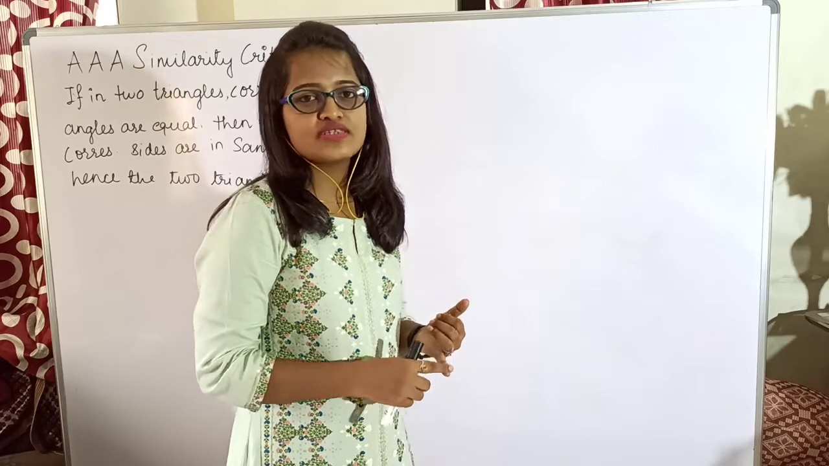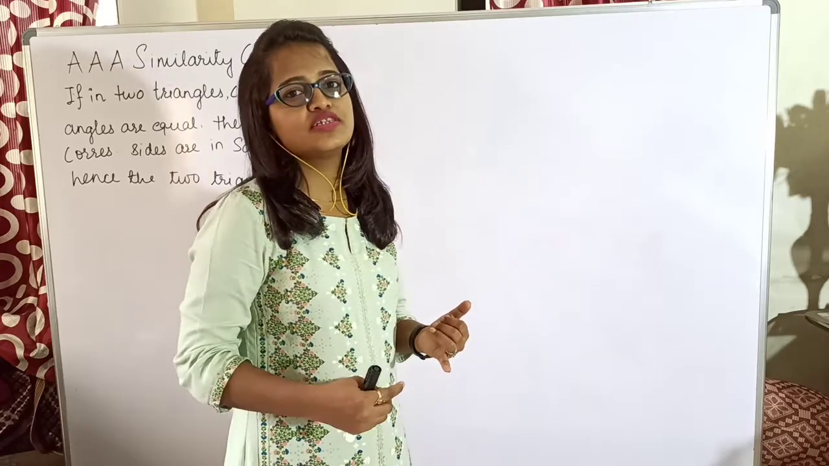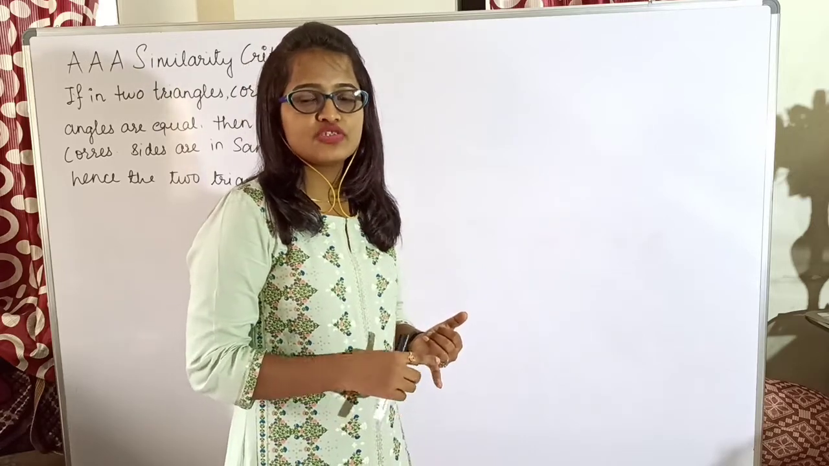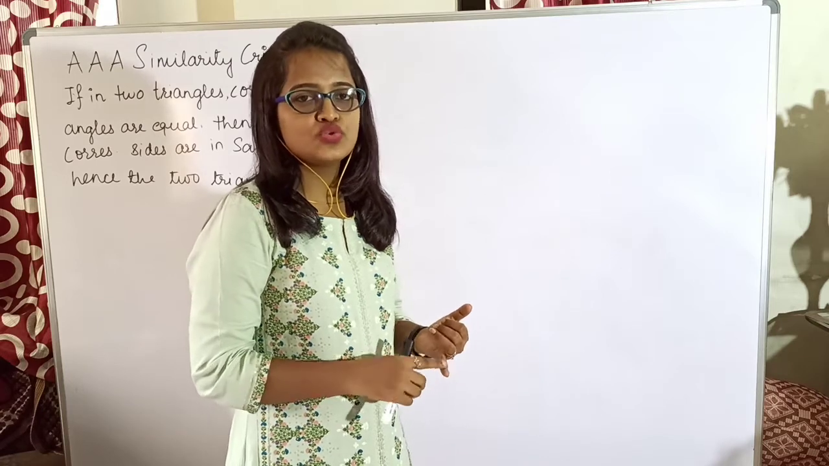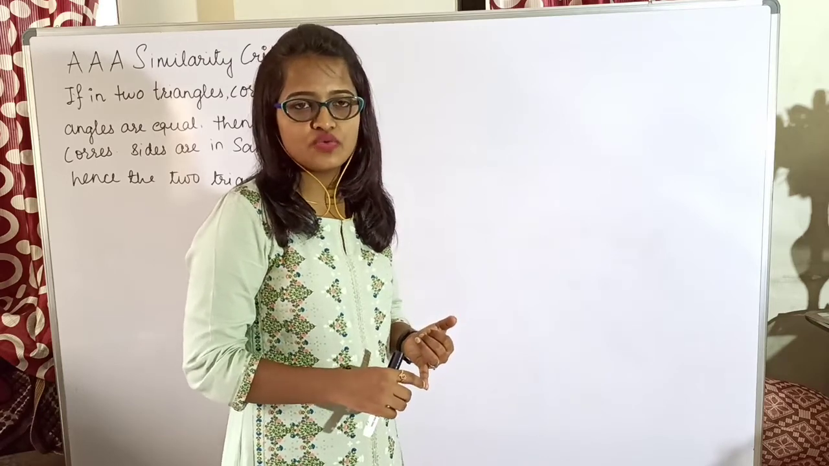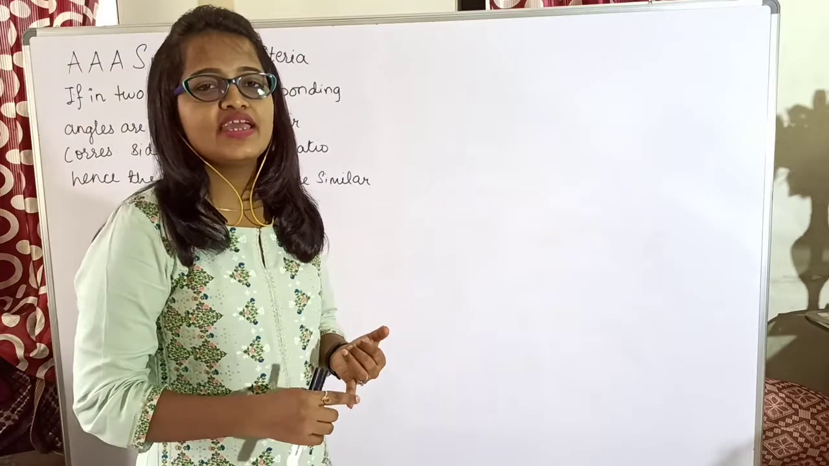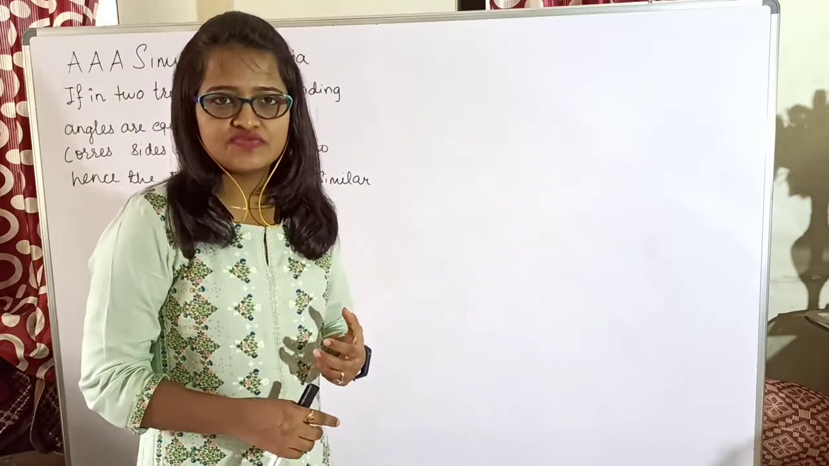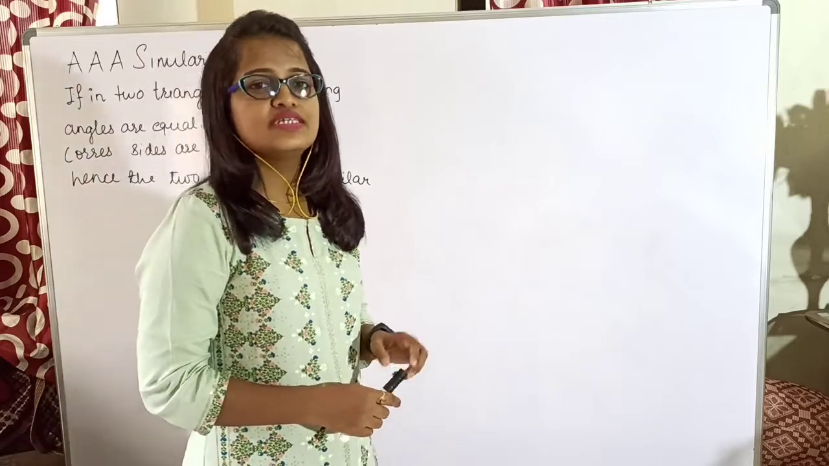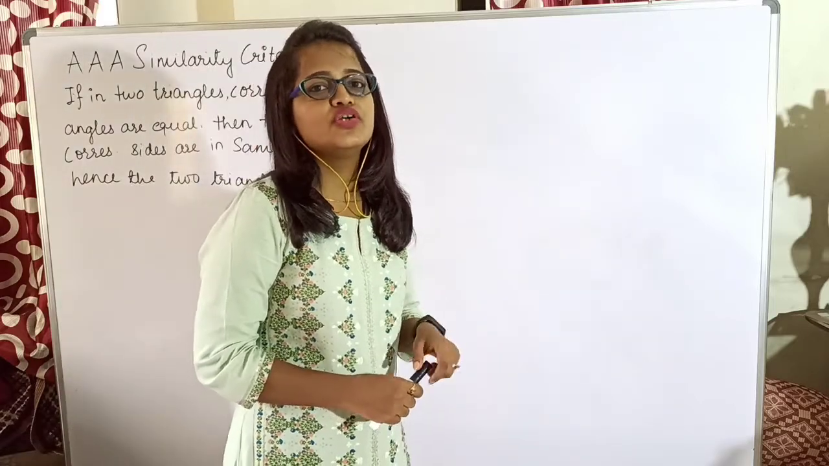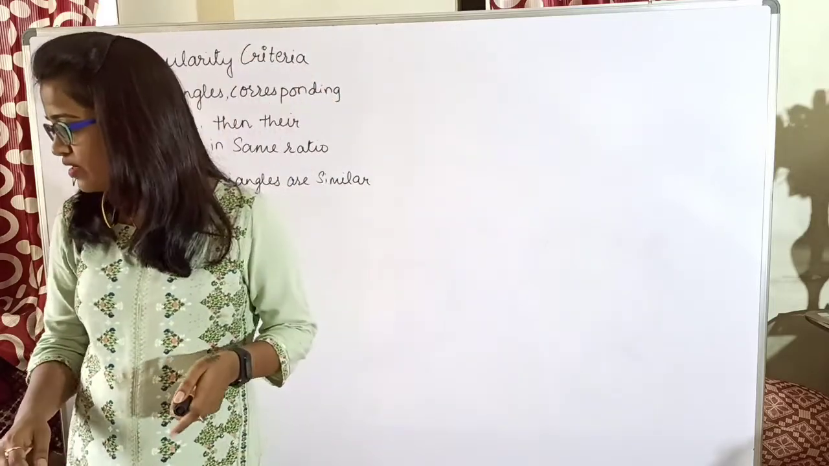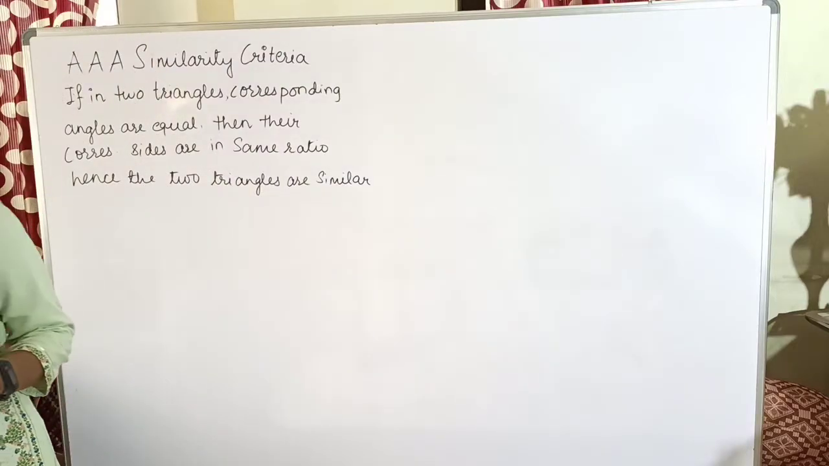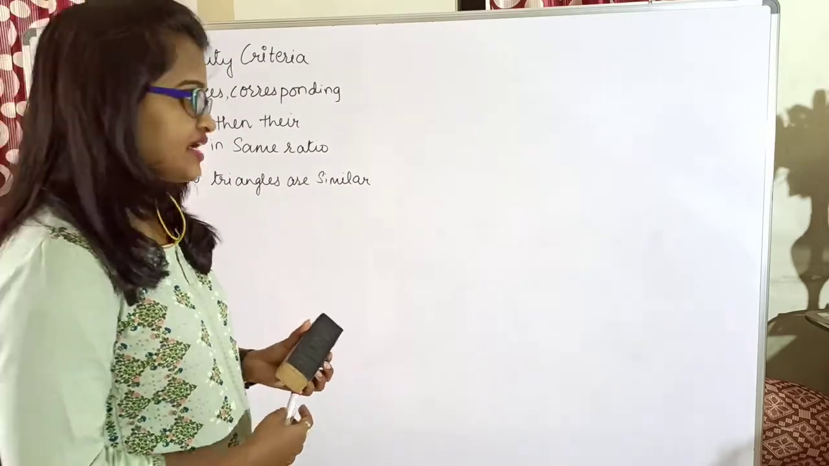The first one was SSS congruency, if all the three sides were equal. The second one was SAS congruency, when two sides and the included angle were equal. Another one was AAS or ASA. So these were the different criteria for showing two triangles to be congruent. Similarly, whenever you are showing two triangles as similar, you will also have different criteria.